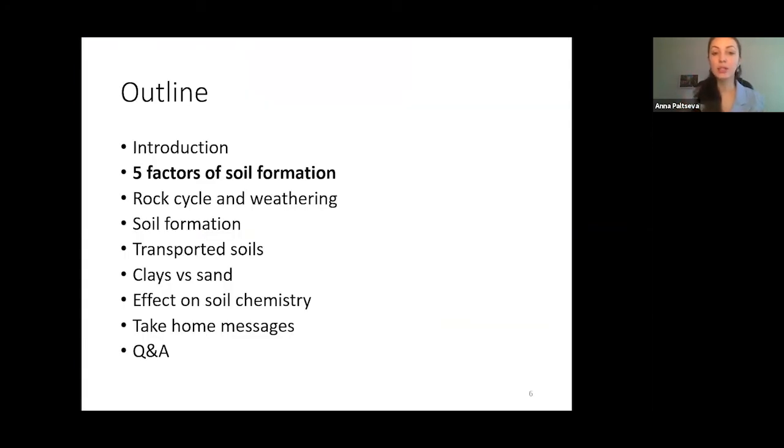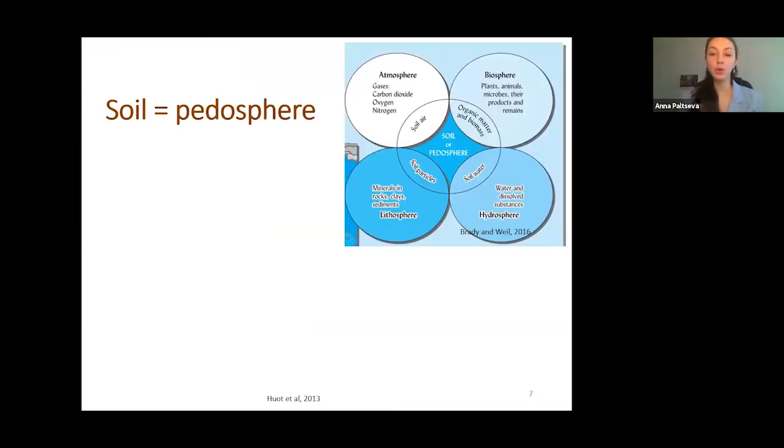So now let's look at factors that form soils. Soil, in another word, is pedosphere. The scientific word for soil is pedosphere. And pedosphere is comprised of soil air, as we already said, different gases, biosphere, plants and animals, live or dead. All organic matter in any kind of state is part of organic matter.